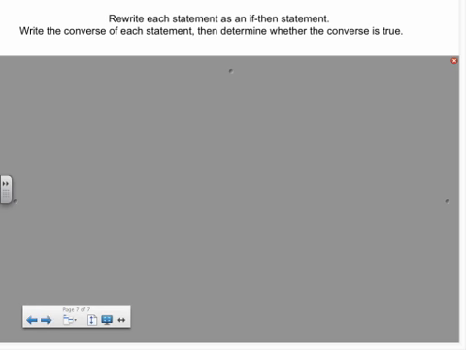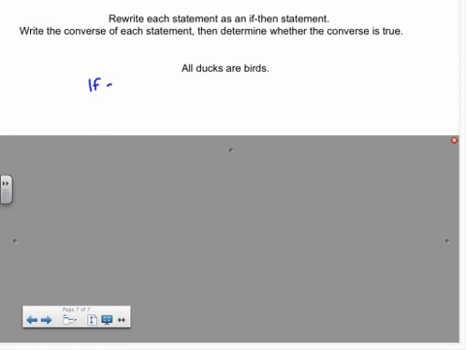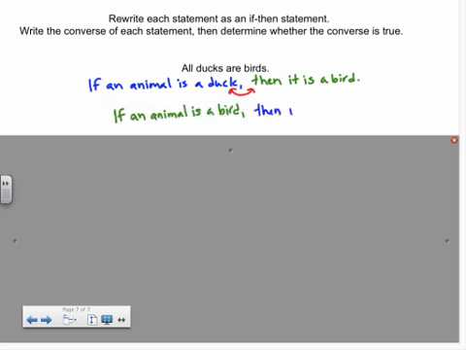So first, let's rewrite this statement as an if-then statement. All ducks are birds. So if an animal is a duck, then it's a bird. My hypothesis is that an animal is a duck, and my conclusion is that it's a bird. So if I switch those two around, I'll have: if an animal is a bird, then it is a duck.